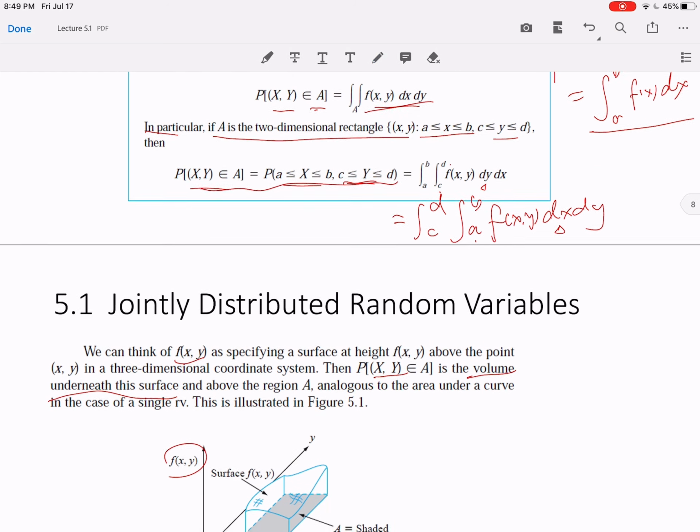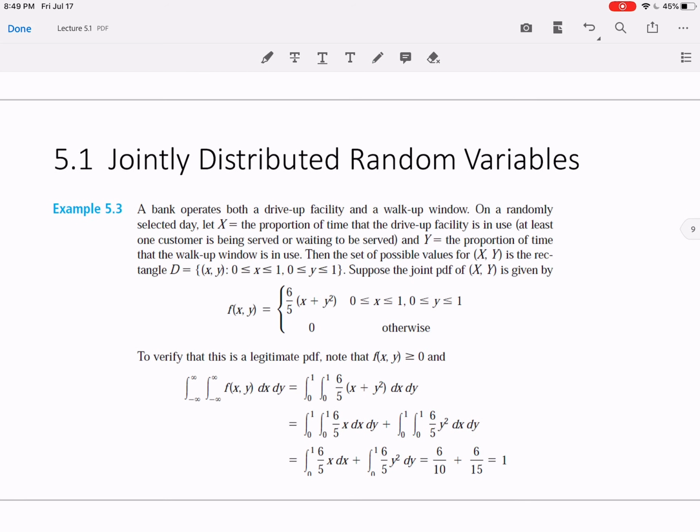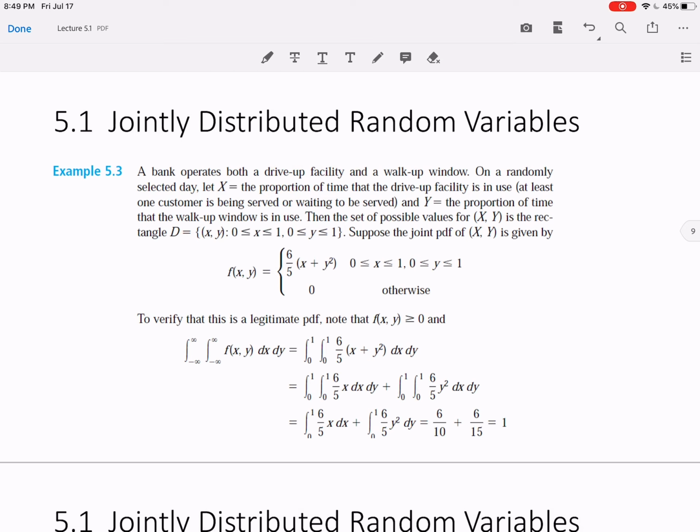All right, once this is clear to you, let's take a look at this example. I think the example will clarify everything from the definition.